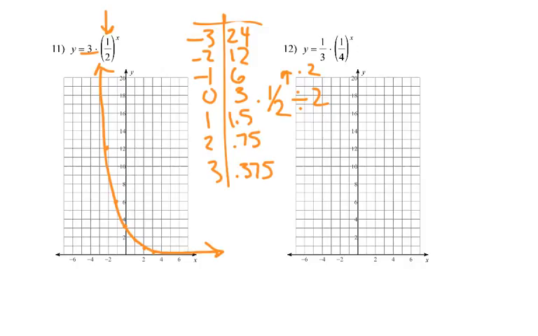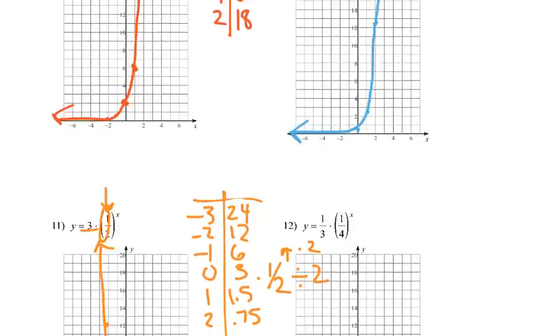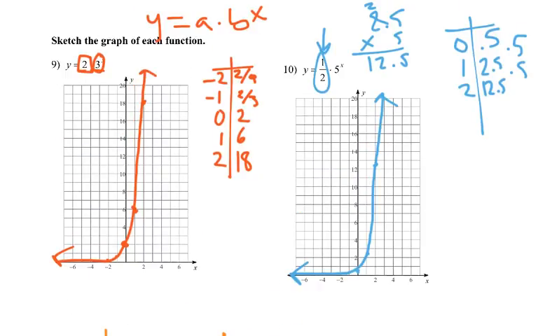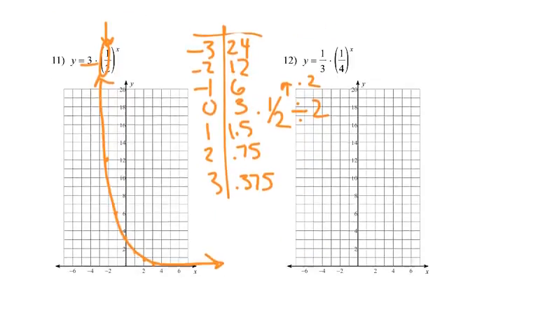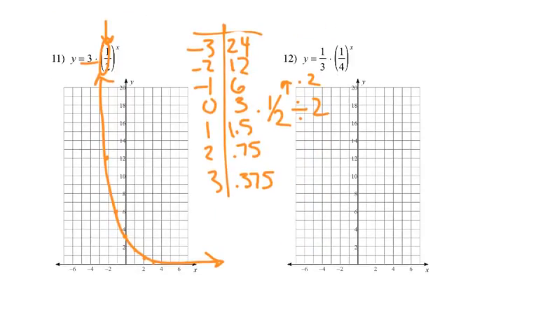So that's what we call decay. When you have a fraction in between 0 and 1 here, they're going to look that way, as opposed to here, where you have a number bigger than 1, we're multiplying by, it goes up. Okay, so this one's tricky because you're dealing with these fractions.